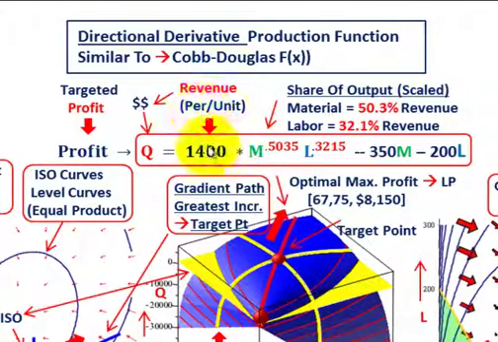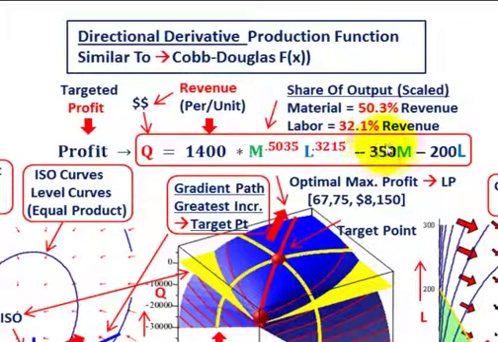We're going to have a revenue per unit, or sales price per unit, for our product at $1,400, and we take that times some material and labor inputs. We only have two different inputs, and for material it's raised to an exponent, 0.5035, which really represents about 50.3% of the revenue based on whatever material input we have. And then we take that times some labor input. So our labor exponent is 0.3215, which represents 32.1% of the revenue based on what labor we put in.